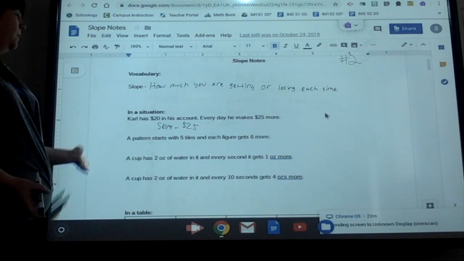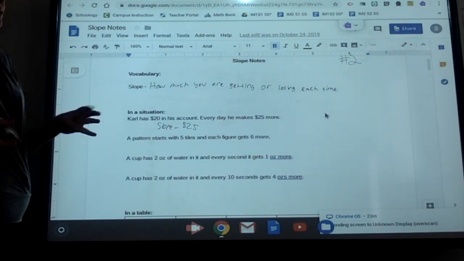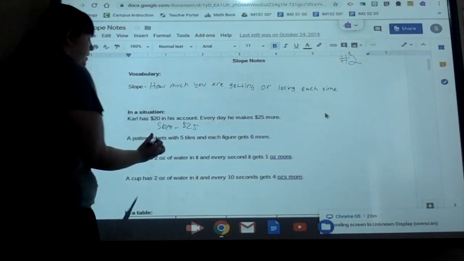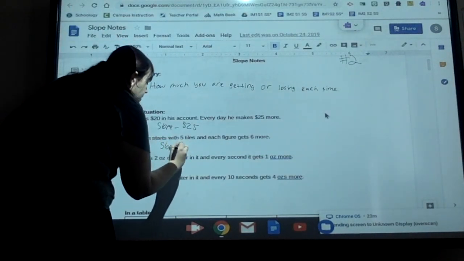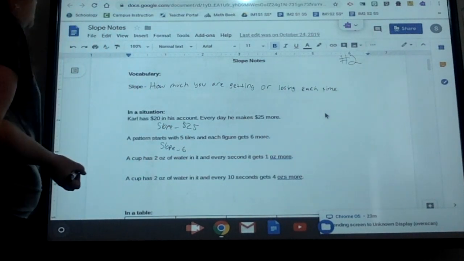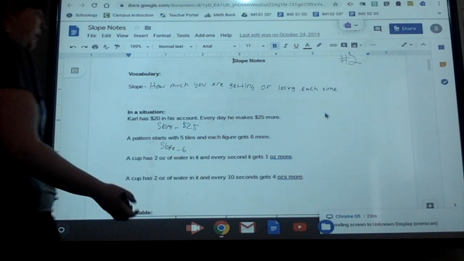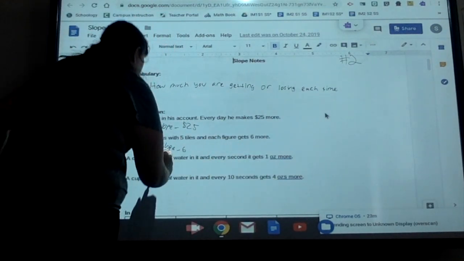If a pattern starts with 5 tiles, but each figure gets 6 more, the slope is that each new one's getting 6 more, so the slope is 6. If a cup has 2 ounces of water in it, but every second it gets 1 more ounce, then the slope is 1, because each time you're getting 1 more.